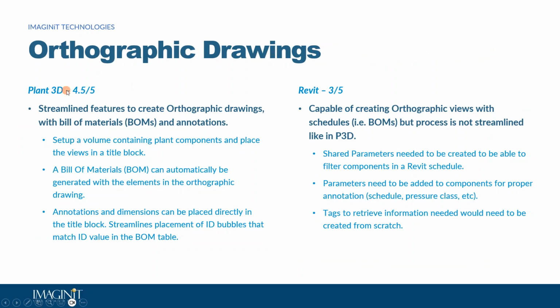Orthographic drawings. Plant 3D, we gave it a 4.5 out of 5. It has streamlined features to create orthographic drawings with bill of materials, BOMs, and annotations. So another top feature of Plant 3D. Set up a volume containing plant components and place the views in a title block. A bill of materials, BOM, can automatically be generated with the elements in the orthographic drawing. Annotations and dimensions can be placed directly in the title block. It streamlines placement of ID bubbles that match the ID value in the BOM table. We're going to take a look at that in the next slide.